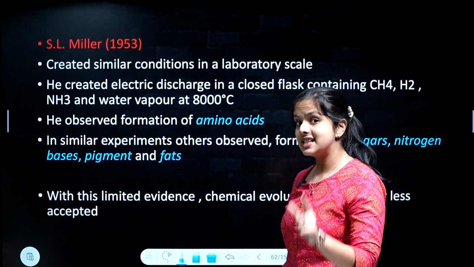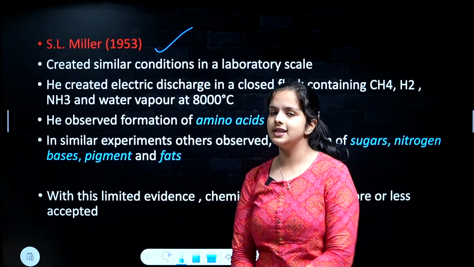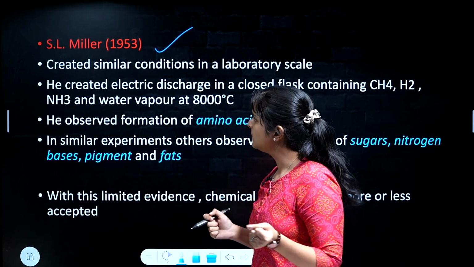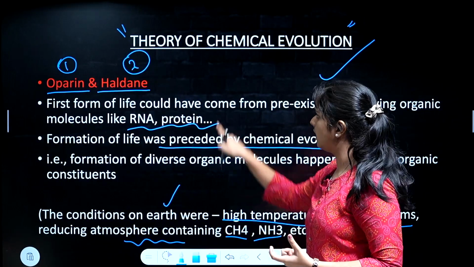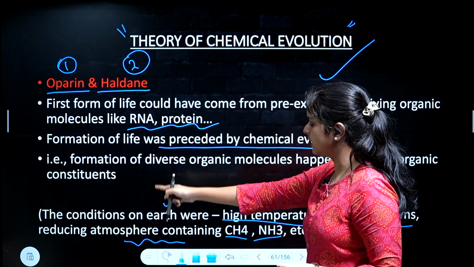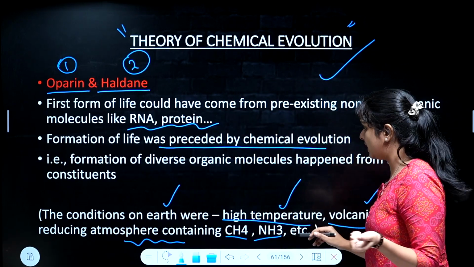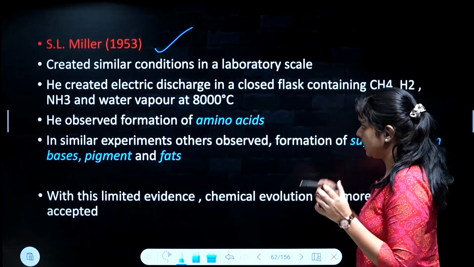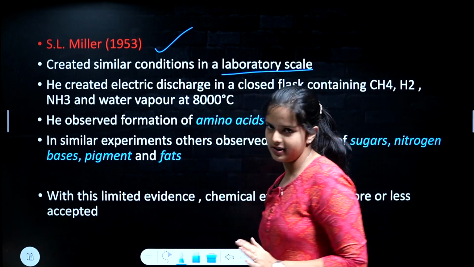Who is that someone else? Stanley Miller. Stanley Miller was the person to actually prove this theory via an experiment. What was the experimental setup of Stanley Miller? It's actually really simple. Stanley Miller tried to recreate the conditions that Oparin and Haldane described in their theory. They had already said that the Earth had high temperature, volcanic storms happening, and only some gases like ammonia, methane, etc. So what Stanley Miller did was create similar conditions on a laboratory scale, in a small scale.